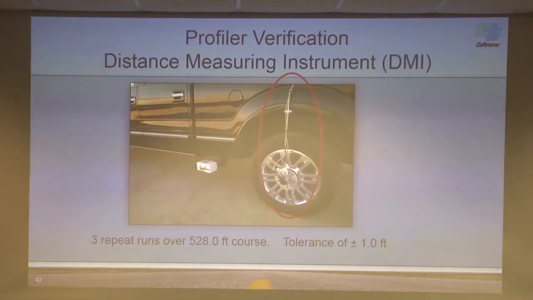And the DMI test is basically where they run through the 10th mile segment 3 times, and it's got to be within a foot of 528 feet.